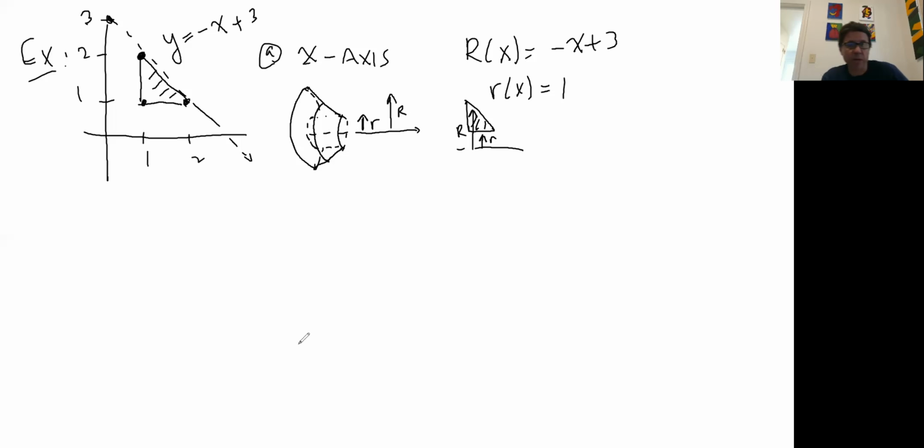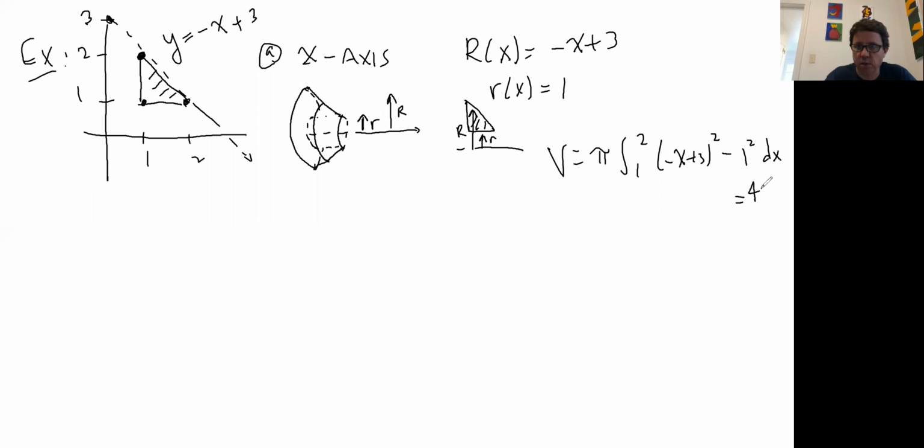And if you can figure out the big radius and the little radius, then the formula is just the volume will be the integral from 1 to 2 of the big radius, -x plus 3, squared, minus the little radius, which is 1 squared. I'm not going to work out all the algebra, I'll just tell you the answer: 4 pi over 3 units cubed. So the volume of that shape is 4 pi over 3.